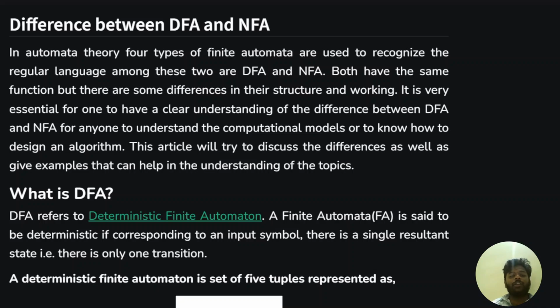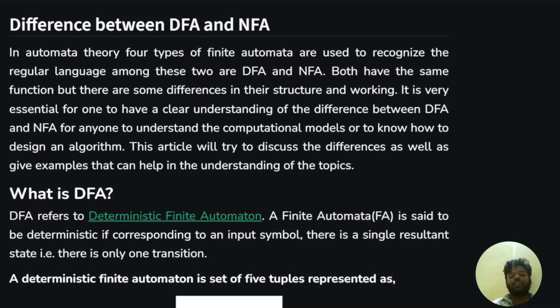I am here to explain topics based on NFA and DFA. Difference between DFA and NFA. In automata theory, two types of finite automata are used to recognize the regular language. Among these two are DFA and NFA. Both have the same function, but there are some differences in their structure and working.